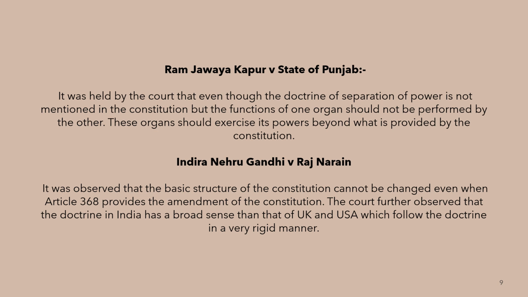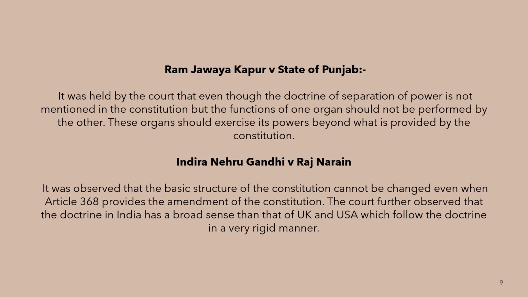Next case is Ram Jawaya Kapur versus State of Punjab. In this case, it was held by the court that even though the doctrine of separation of power is not mentioned in the constitution, the functions of one organ should not be performed by the other. These organs should not exercise powers beyond what is provided by the constitution. Now, the judiciary has the power to interpret the law, and the legislature has the power to make the laws. So it cannot be possible that the judiciary makes the law and the legislature interprets the law. They have different criteria and different powers provided by the constitution, and they are bound to abide by these powers.